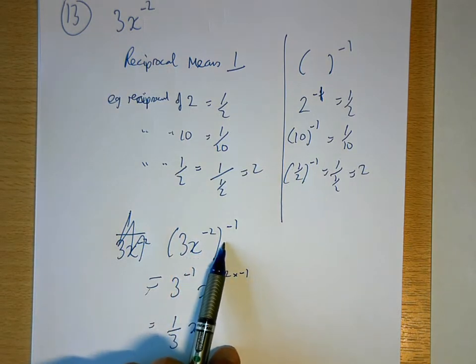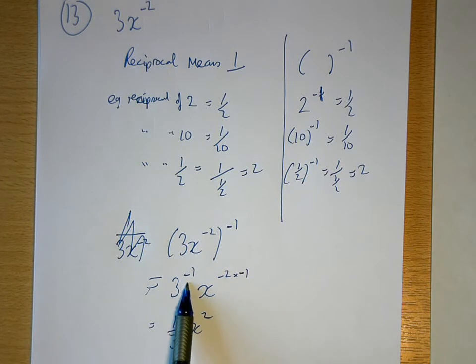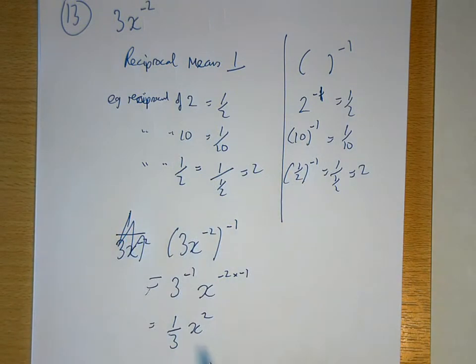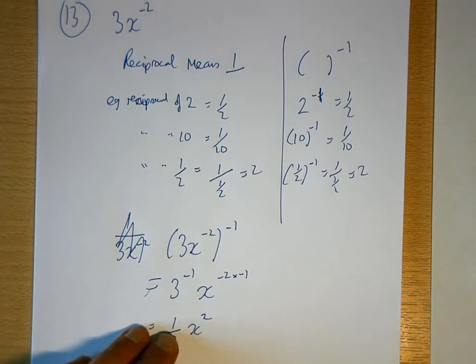Then I can split it up. 3 to the minus 1, x to the minus 2 times minus 1. 3 to the power of minus 1 is the same as a third, same as what we did up there with the reciprocal of 2. And then minus times a minus makes that plus x squared. Question 14.